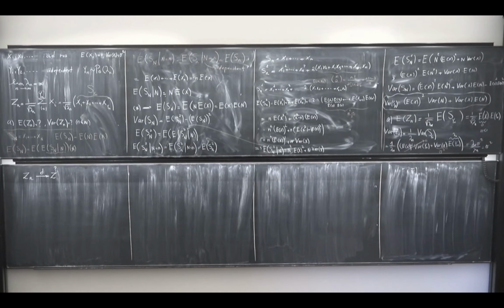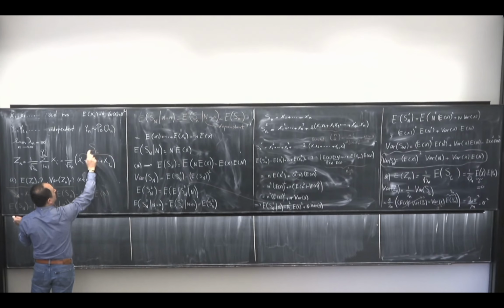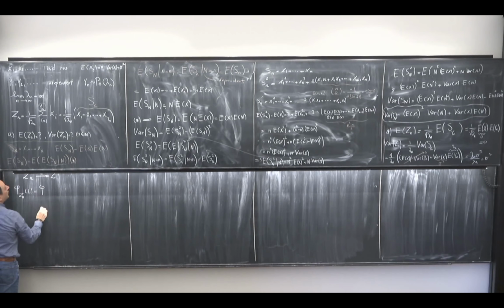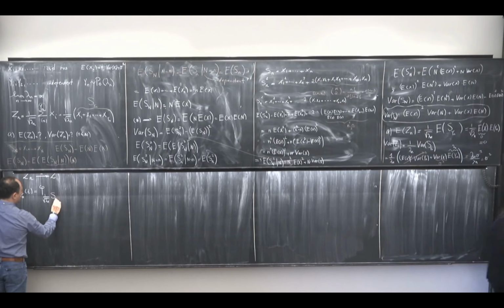Characteristic function. Characteristic function is better in this case, I think. So let us calculate phi zn at t, and calculate the limit of this when n goes to infinity to see what happens. In order to calculate this, I know what my zn is. Let me stick to this convention here. So it becomes phi of 1 over square root of lambda n, multiplied by s y sub n, of t.